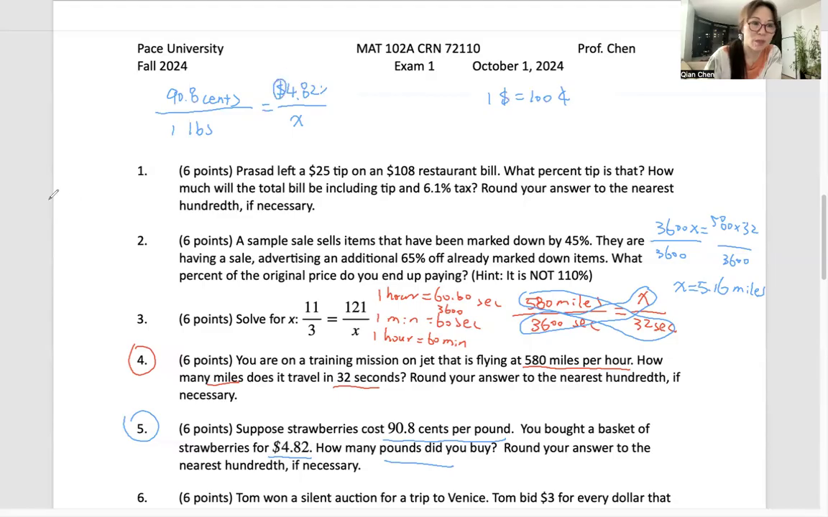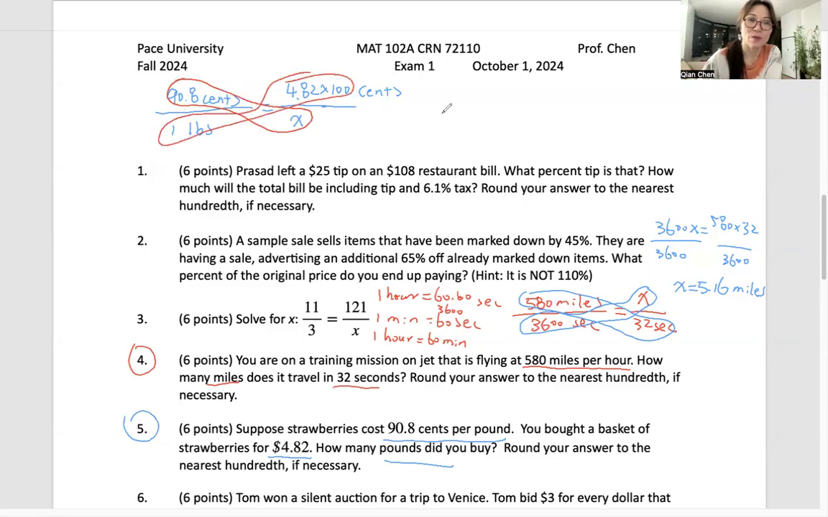So ignore the dollar sign, erase the dollar sign. Now multiply this by 100, so this also becomes cents, 482 cents. Once we have that, we can do the calculation. Once the units are aligned, we can do the calculation. So we just cross multiply.